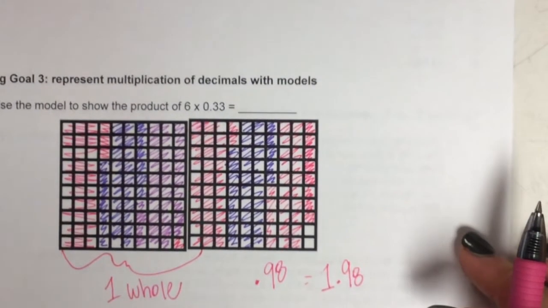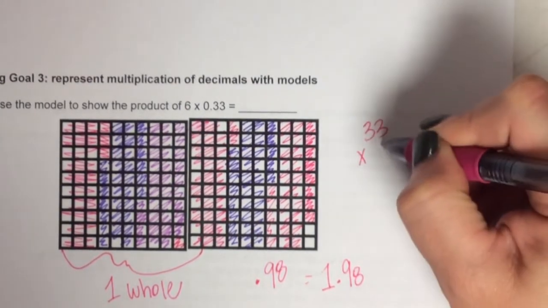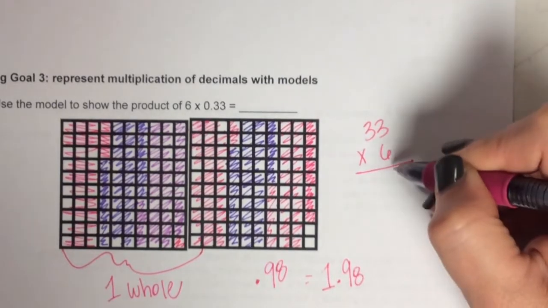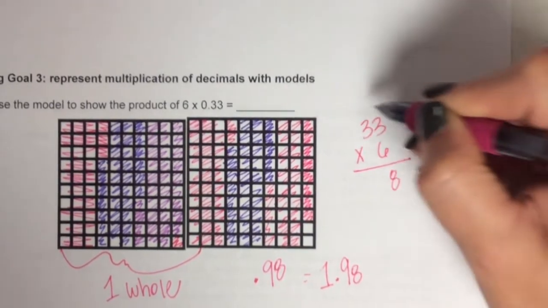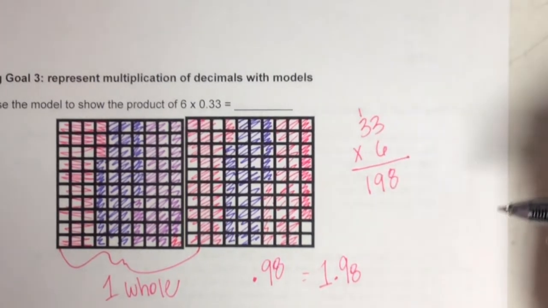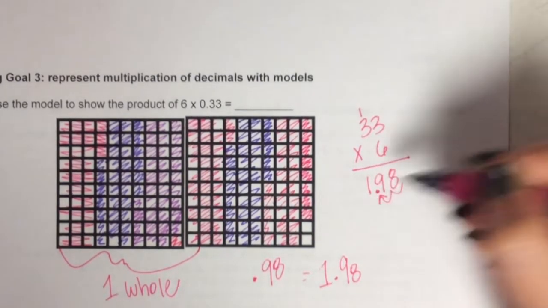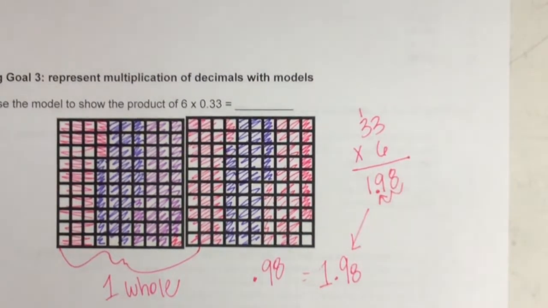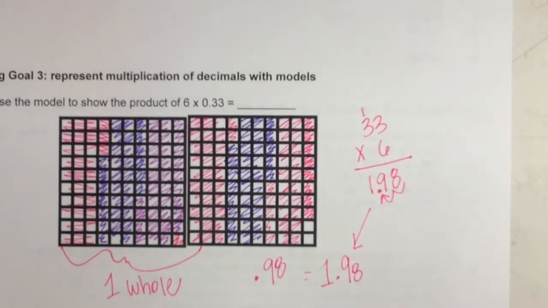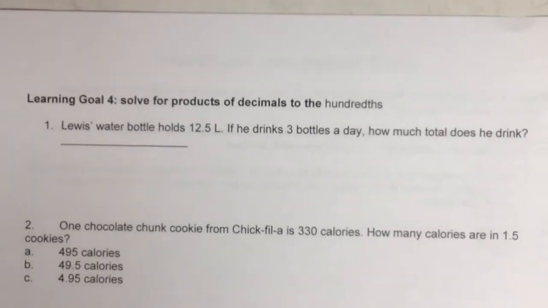And if I were to check that with the algorithm, 33 times 6, 6 times 3 is 18, carrying a 1. 6 times 3 is 18, plus 1 this time is 198. And when I add the 2 decimal places back into my number, I get the same, 1 and 98 hundredths. So let's look at that standard algorithm. That is our next topic that we want to look at.